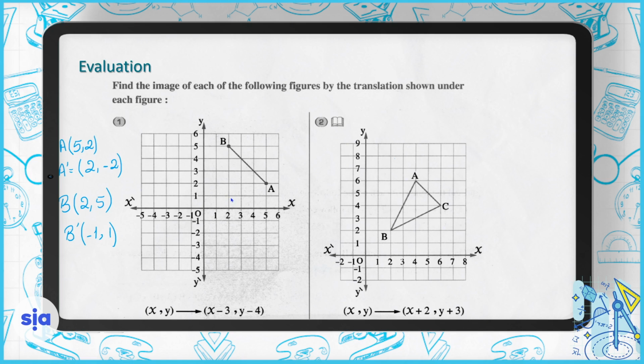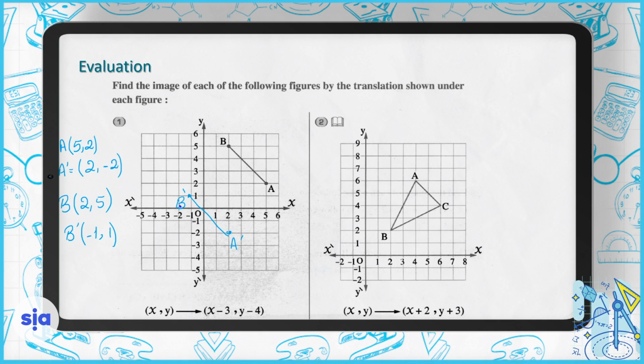If we want to plot these points on the graph, A' is (2, -2), so this is the A', and then B' is (-1, 1), so here is the B'. Connect between these 2 points to form the same line or a parallel line having the same length.